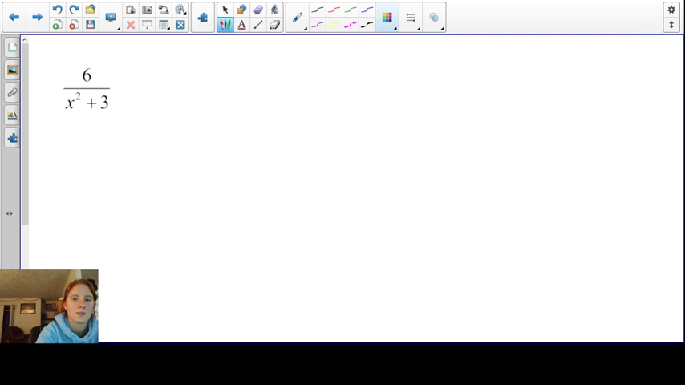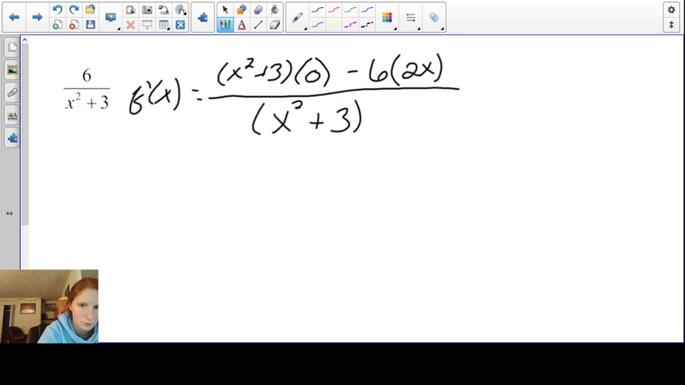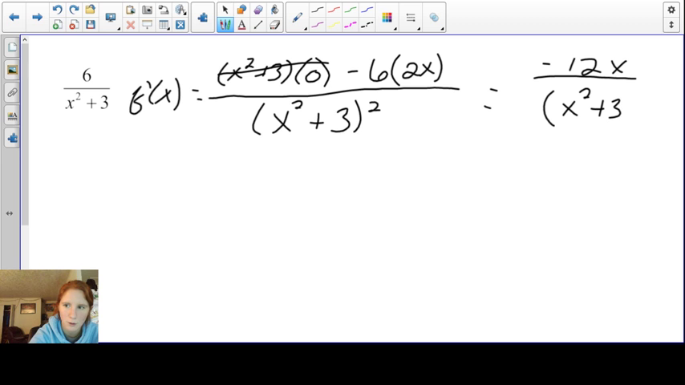Alright, so first steps first. We have to take the derivative of it. So I'm gonna do it this way. I'm gonna call this f of x just because I like to keep my stuff neat. So I have the bottom times the derivative of the top minus the top times the derivative of the bottom all over the bottom squared. Which, if you notice, this whole first part goes to 0. So I get negative 12x over x squared plus 3 quantity squared.